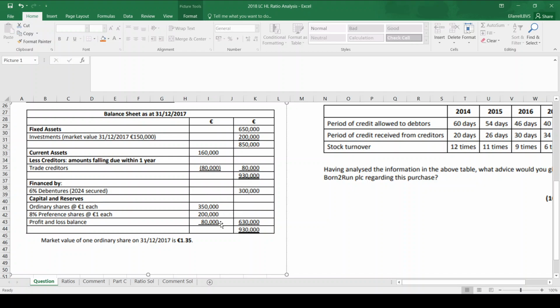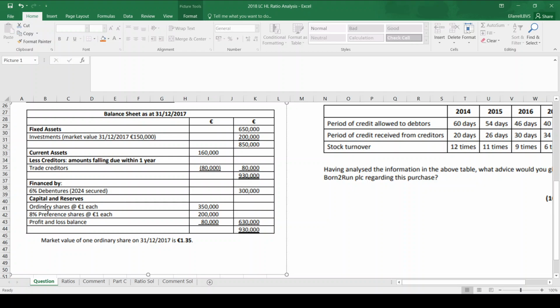Preference shares are debt because they are treated differently than ordinary shares. They're seen more like a loan from shareholders, so they're seen as debt. And profit and loss balance coming forward, that's profits coming forward, so that is equity. So what we're seeing is out of the total of the balance sheet, how much is debt? So really what we're doing is we're adding our 300 and our 200, which are the debt figures, and we're putting that over the total of the balance sheet, 930.